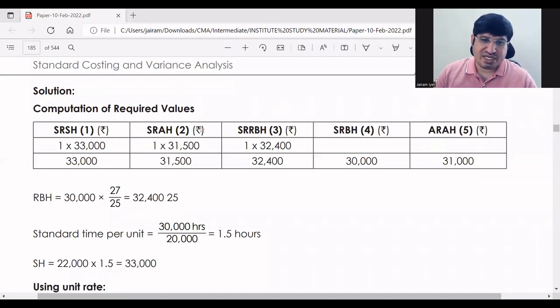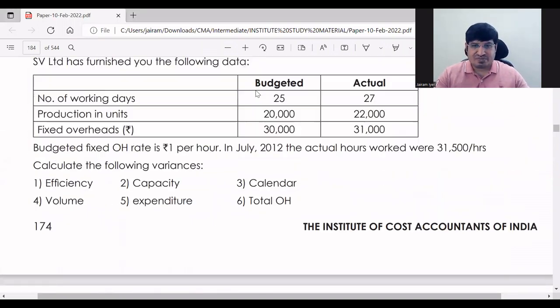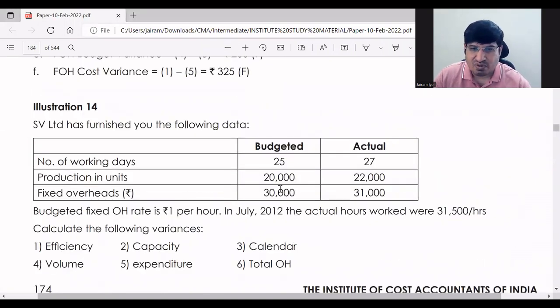So for revised budgeted hours we again need the standard hours. ठीक है. Standard hours will multiply by the calendar ratio 27/25. यहाँ पे actual days are 27, this is 25. But again यहाँ पे problem है, we do not have this 30,000. ठीक है. अगर हम problem में जाते हैं, okay, so यहाँ पे if you see, fixed overheads is given but you do not have the standard hours. ये 30,000 है but standard hours नहीं है.